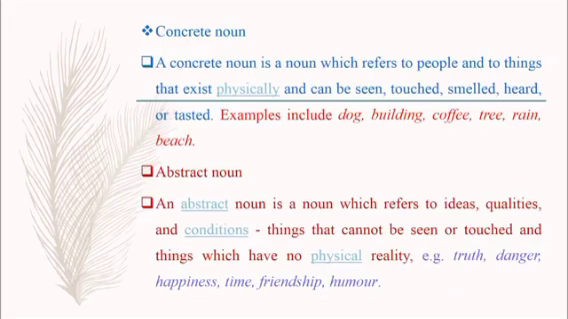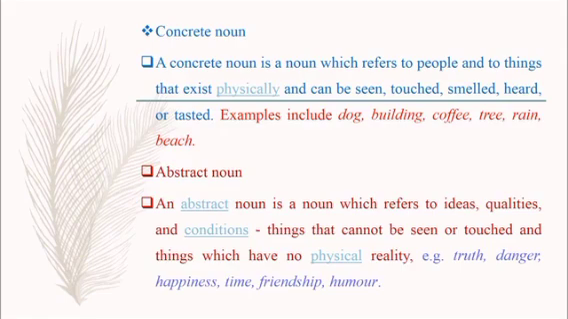Next, we are going to see concrete noun. A concrete noun is a noun which refers to people or to things that exist physically and can be seen, touched, smelled, heard, or tasted. Examples include dog, building, coffee, tree, rain, beach.